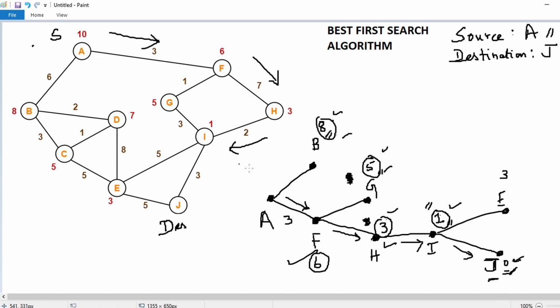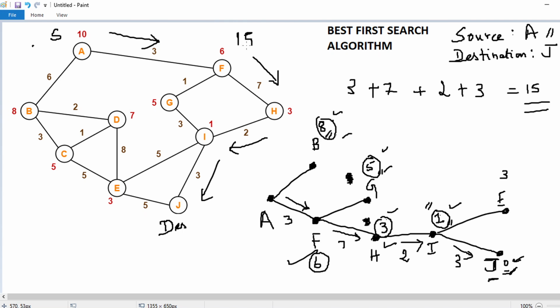So when best first search runs, what is the cost for this route from A to J? This is 3, then 7, H to I is 2, I to J is 3. So it is 5, 10, 15. The total is 3 plus 7 plus 2 plus 3, so the actual cost is 15. So best first search gives a cost of 15. If we apply the same algorithm, this is the route it gave.